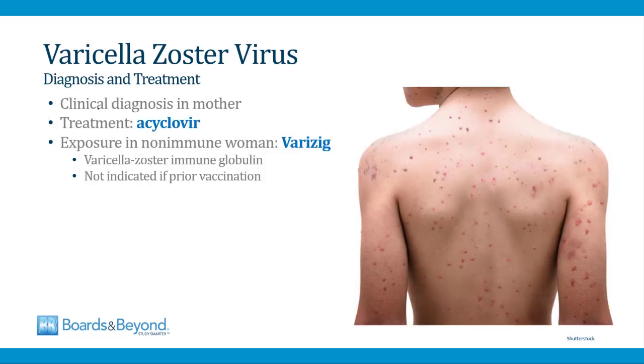The diagnosis of varicella is usually made clinically when a mother develops a rash consistent with chickenpox and she's never been vaccinated or had chickenpox before, and the treatment is with the antiviral drug acyclovir. Sometimes women who are not immune are exposed to the varicella virus during pregnancy, for example, if they come in contact with someone who has chickenpox or someone who has varicella zoster infection. When this happens, they can be treated with varicella zoster immune globulin. This is called VariZIG. This is not indicated in women who have been vaccinated for varicella. It's only for non-immune women who have a definite exposure.